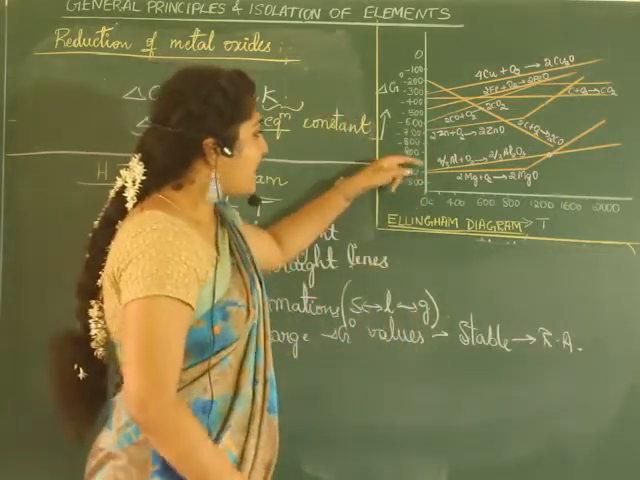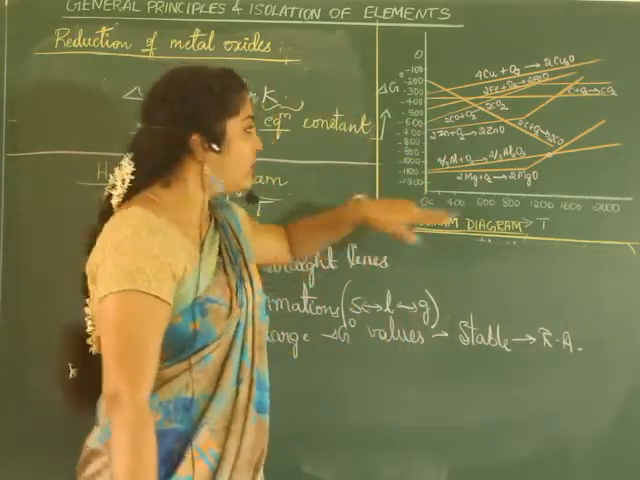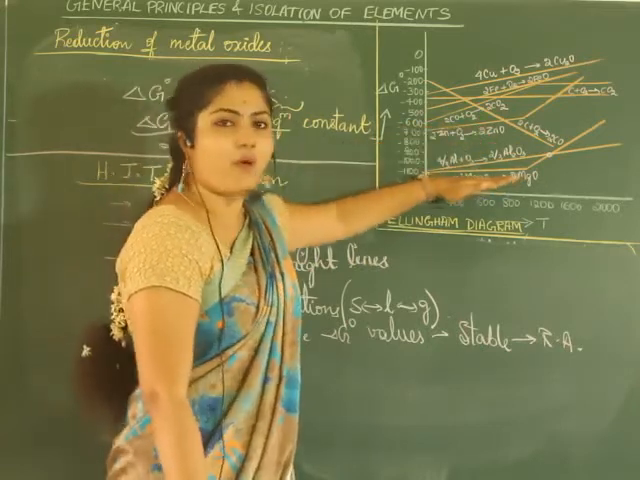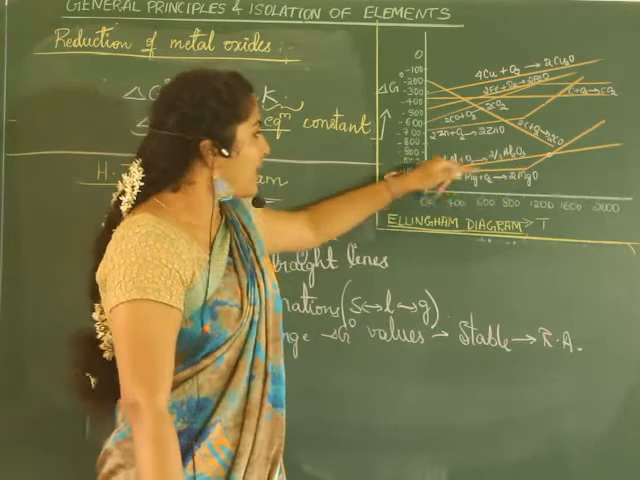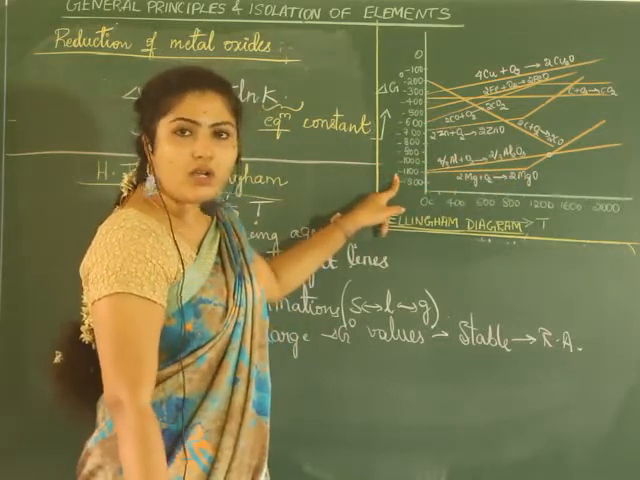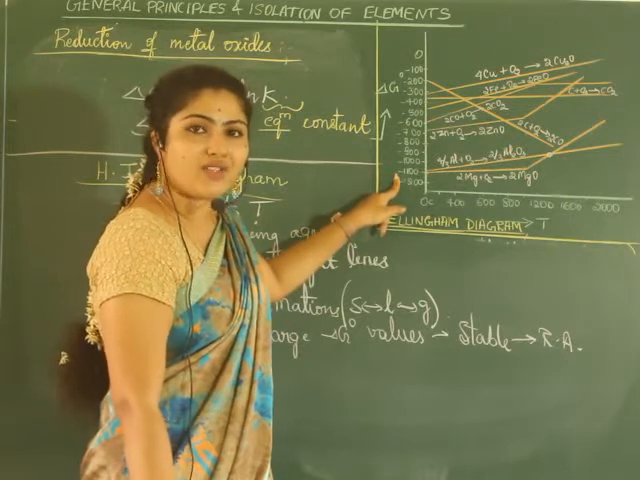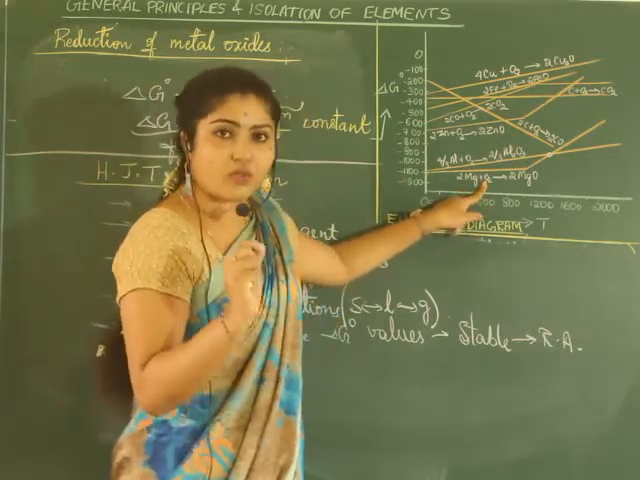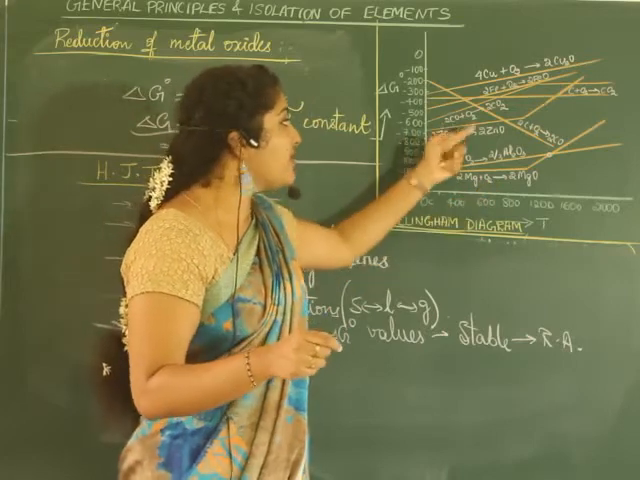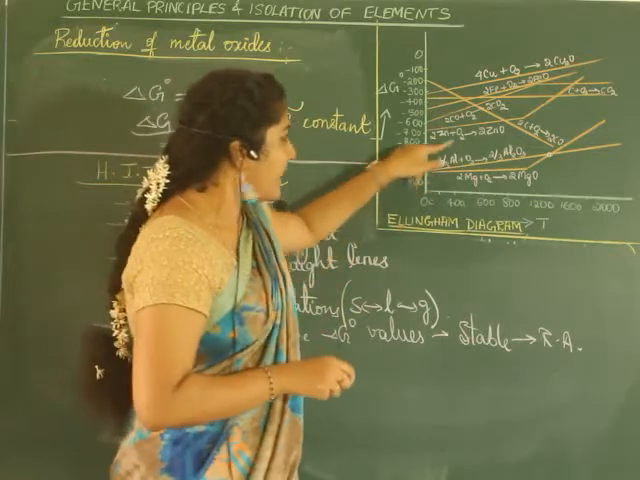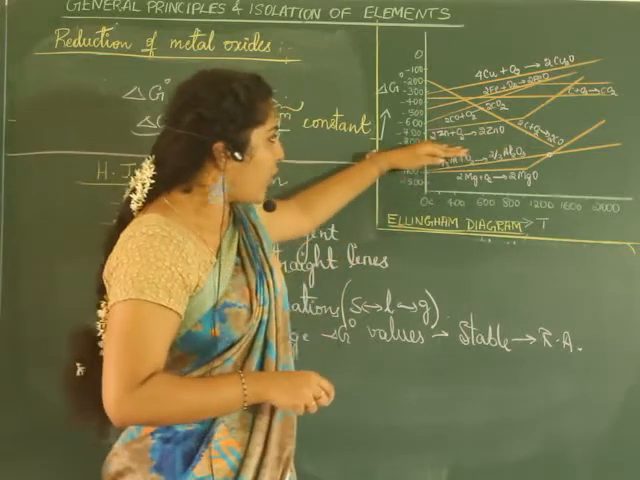Now for example, zinc oxide is here above. Magnesium oxide is below. That means magnesium oxide has a large negative delta G0 value. So, magnesium can be used as a good reducing agent to reduce zinc. Got the point now?